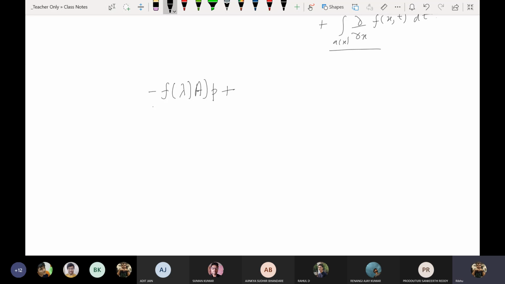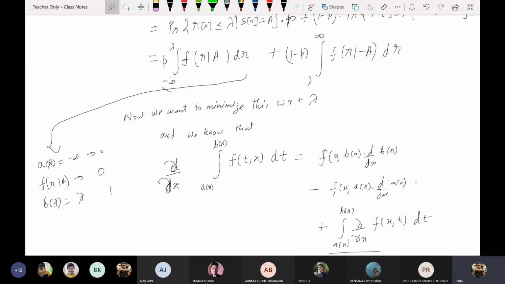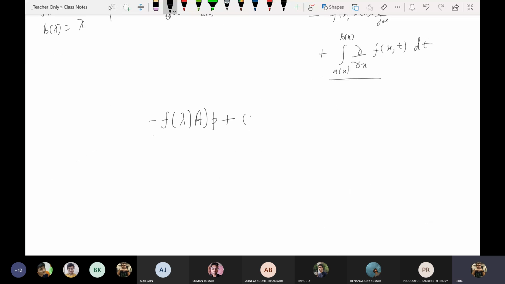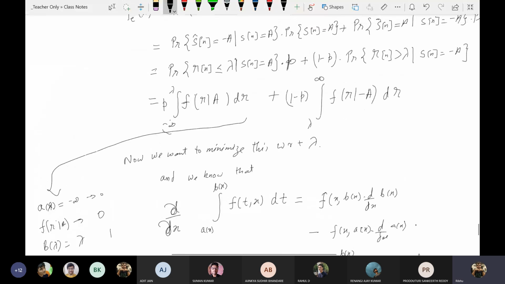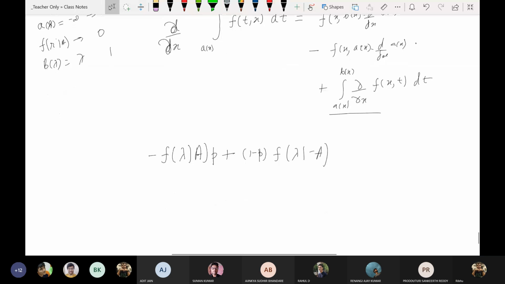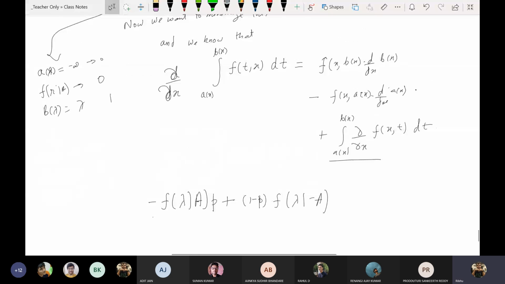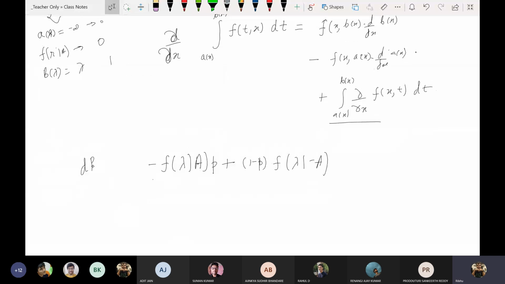Plus, similarly, if we differentiate this, we get 1 minus P times f of lambda given minus A. Fine. This is the derivative of this term with respect to lambda. So dPE, or del PE by del lambda, equals this. Okay.